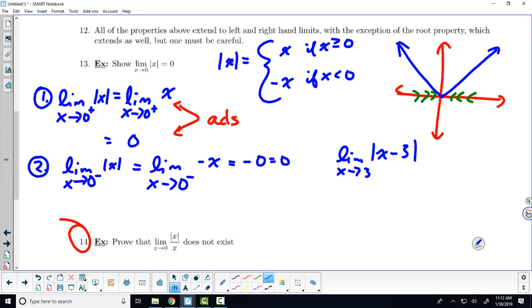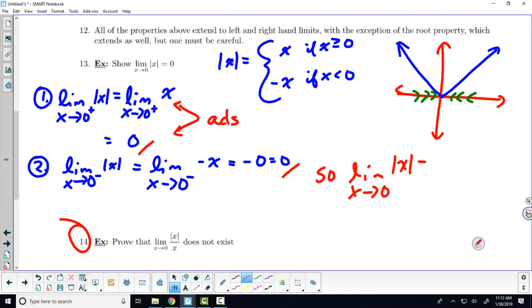What have we just shown? Yeah, so we just showed the right-hand limit is 0 and the left-hand limit is 0. So the limit as x approaches 0 of the absolute value of x proper is also 0 because the left and right-hand limits exist and they agree.